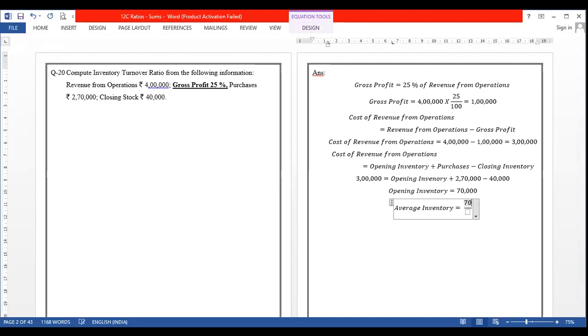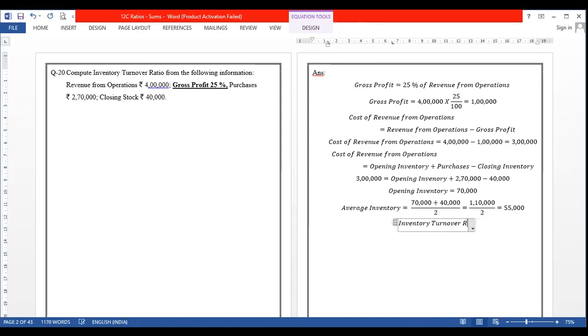Opening inventory calculated is 70,000 and plus closing inventory is 40,000 to be divided by 2. The total is 1,10,000 to be divided by 2. This will be 55,000, right? Now what? Inventory turnover ratio.